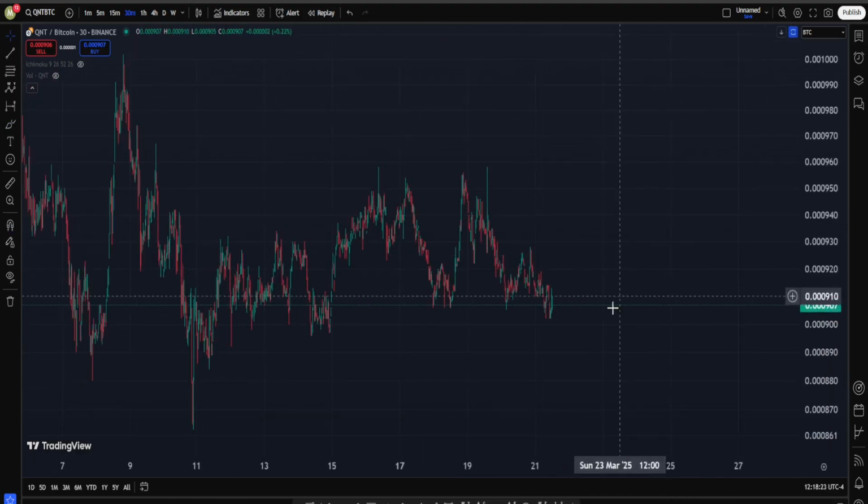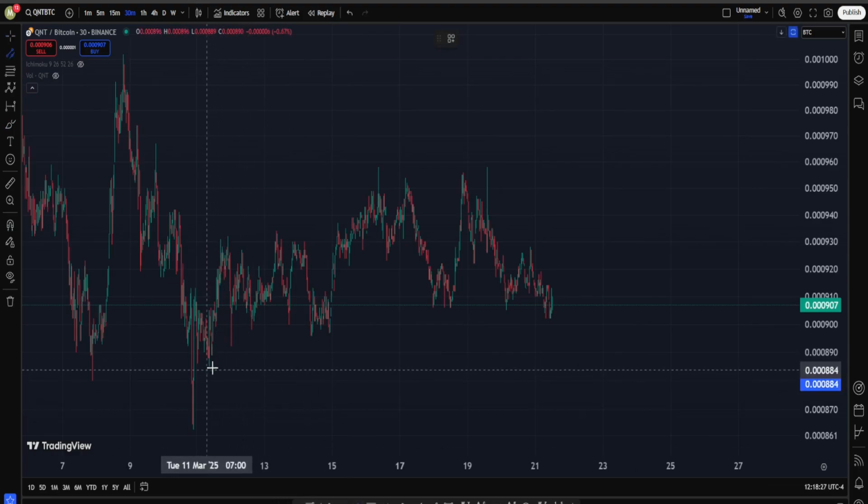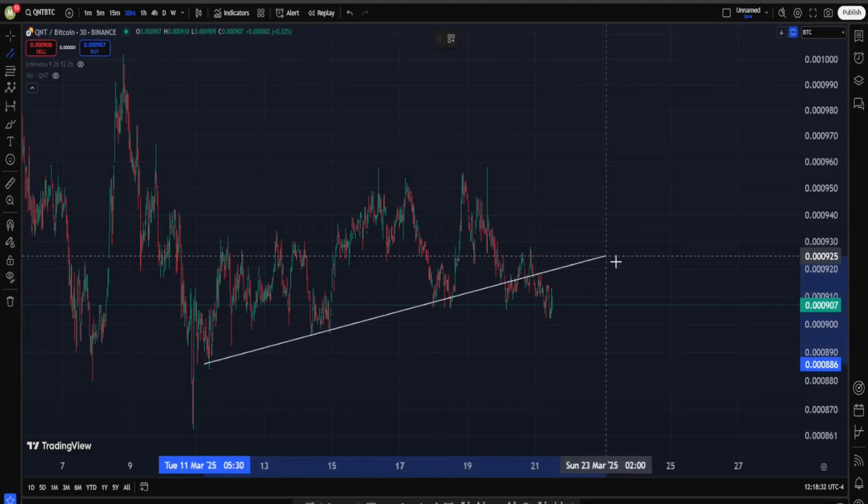Also, in this area, I think we can identify a very classic ascending channel right in here. Sorry about that one. Let's just take this one. Okay.